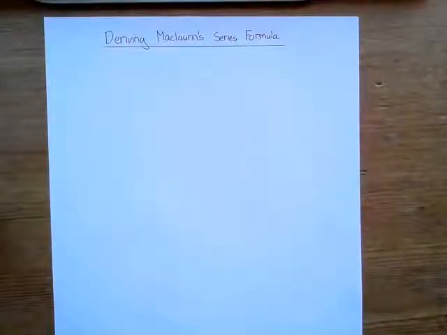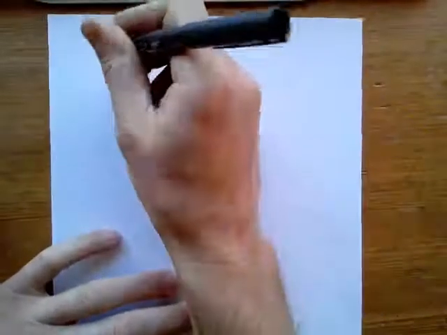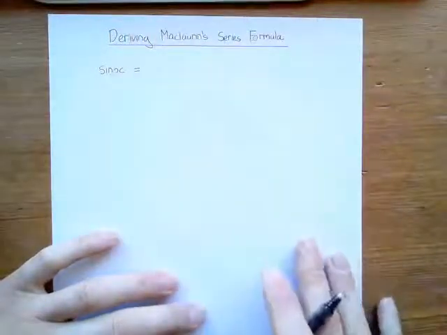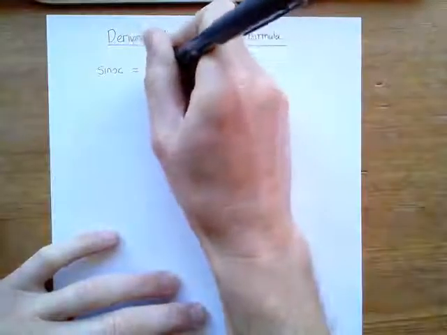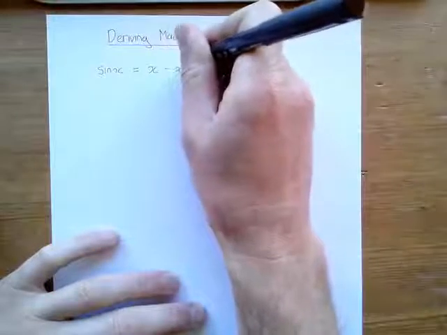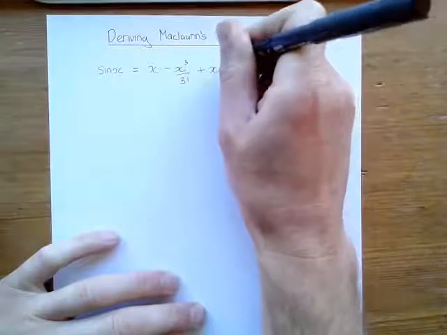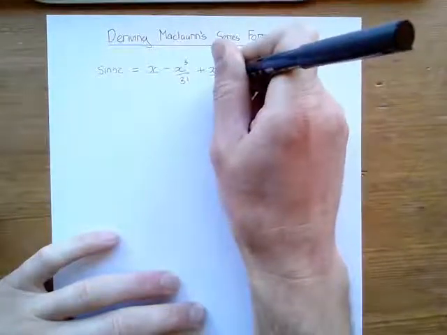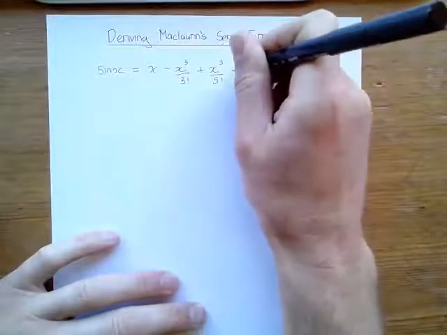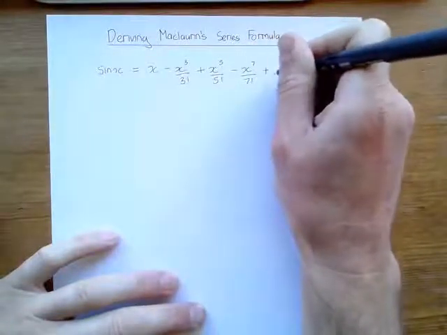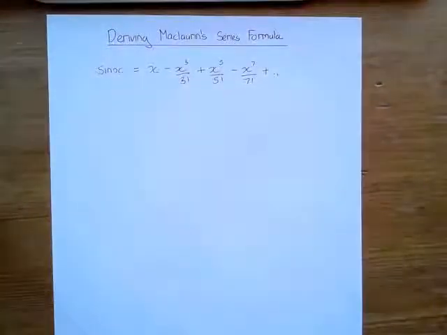Right then, I promise you I'd try and show you where that formula came from for sin x. Let me just write it down again so you can see it. Sin x is equal to x minus x cubed over 3 factorial plus x to the 5 over 5 factorial minus x to the 7 over 7 factorial, and that pattern continues on forever.